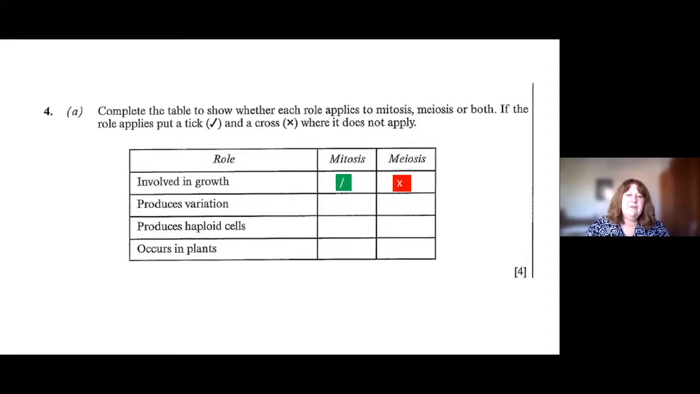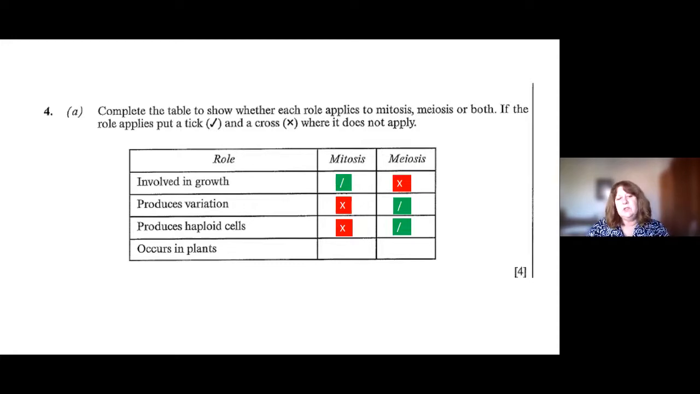Does mitosis produce variation? And the answer is no, it produces genetically identical daughter cells. Whereas meiosis, does it produce variation? Yes, it certainly does, through crossing over and random alignment, independent assortment. What produces haploid cells? Is it mitosis? Absolutely not. It's diploid cells. Meiosis? Yes, definitely haploid cells.